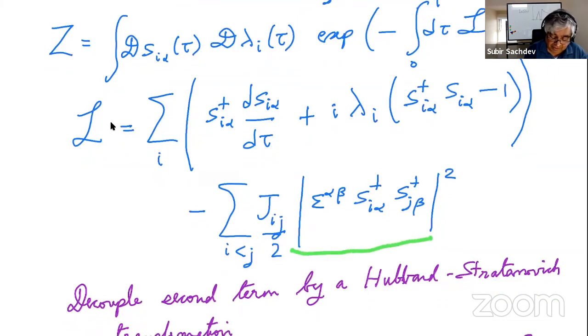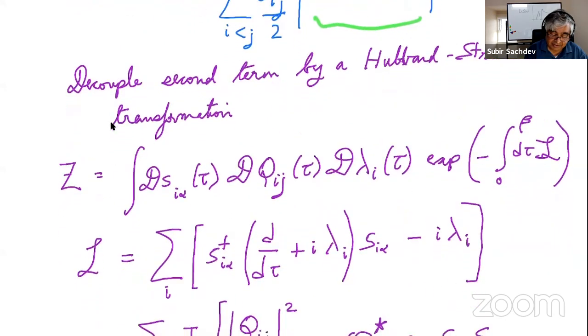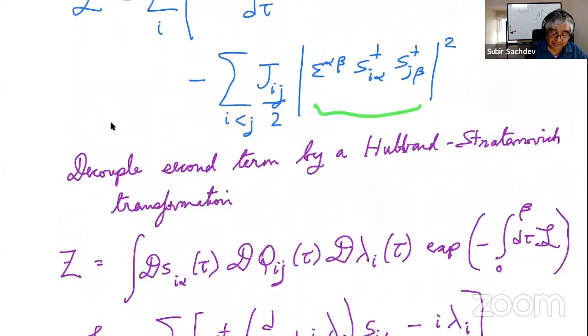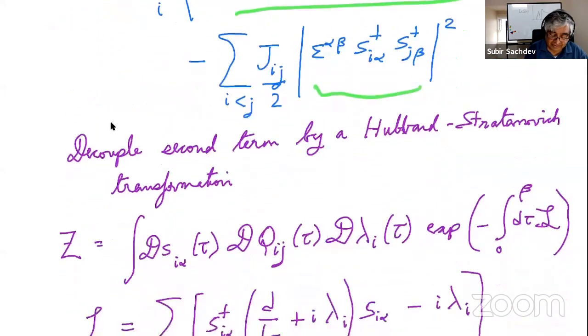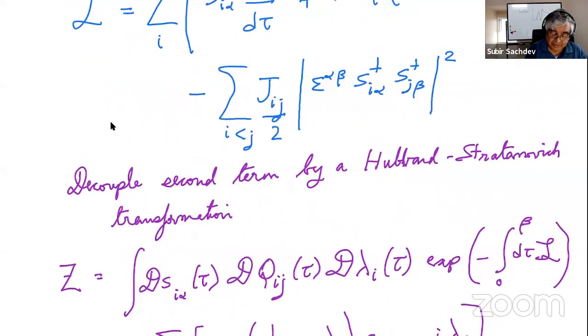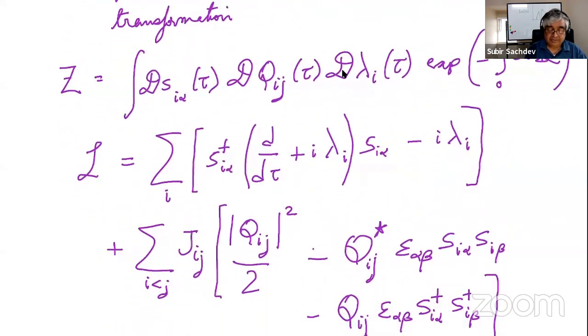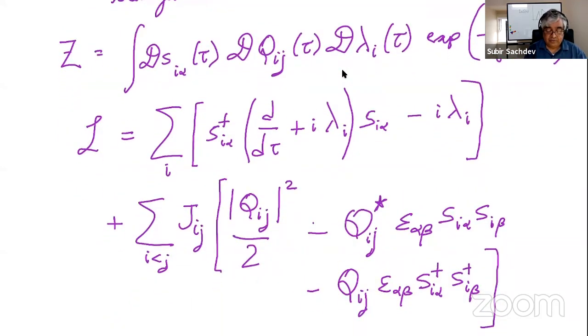So we're going to decouple this term by a Hubbard-Stratonovich transformation. I introduce another field Q on every bond, which just decouples this. The Lagrangian, these terms I already had; this term is exactly the same as that, written a little differently now with the lambda coupled to the d by d tau. And then this Hamiltonian has been decoupled to this term over here. So here we have Qij squared over two, Qij star on the annihilation of a pair of bosons on a pair of nearest neighbor sites. That should be a J. So that's a J there and another J there.